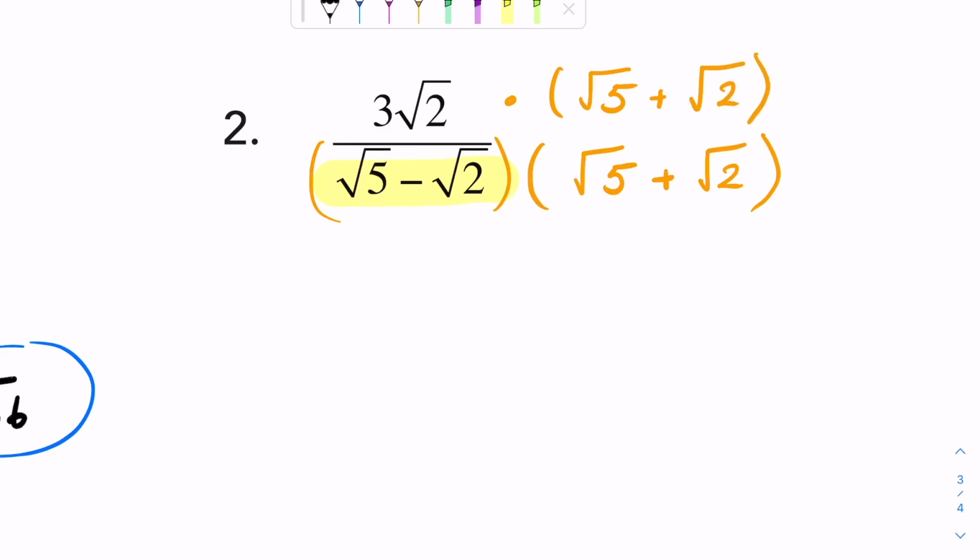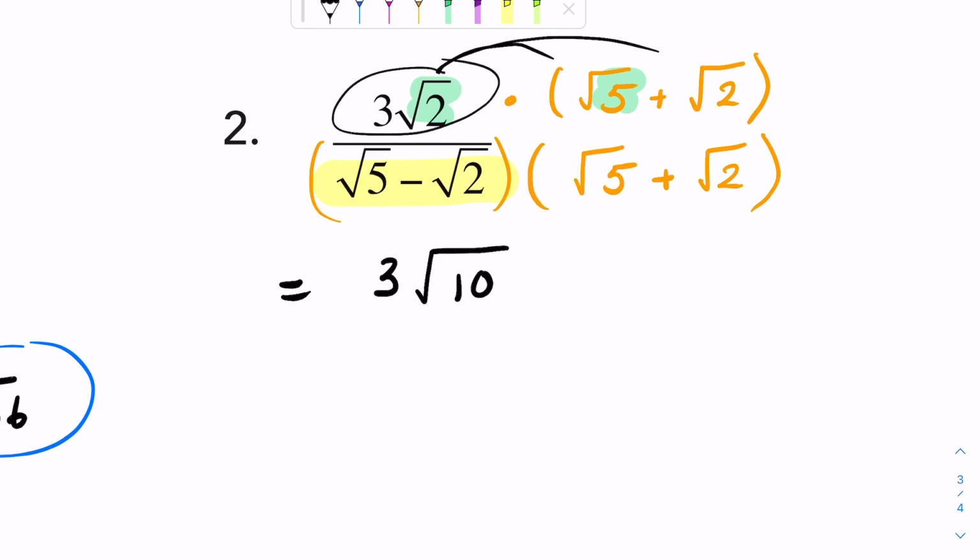When you simplify, distribute 3 times the square root of 2 times the square root of 5. You can only multiply together your square roots. The 3 will remain as a coefficient, so you end up with 3 times the square root of 10. Then 3 times the square root of 2 times the square root of 2. That's going to give you 3 times the square root of 4.